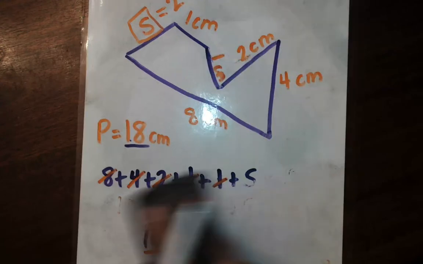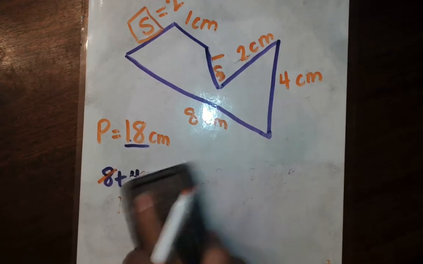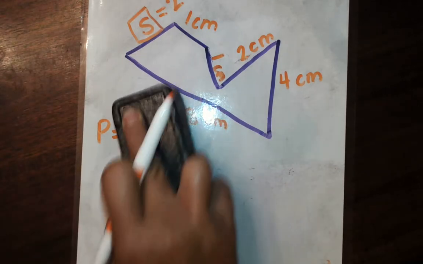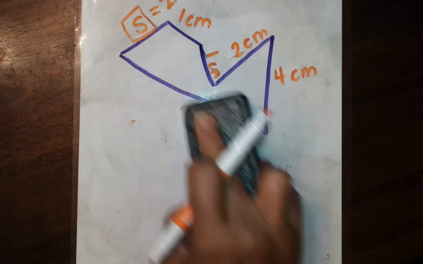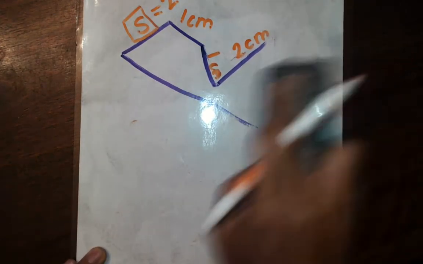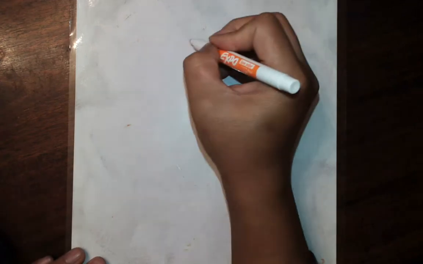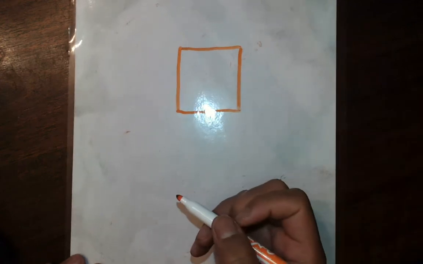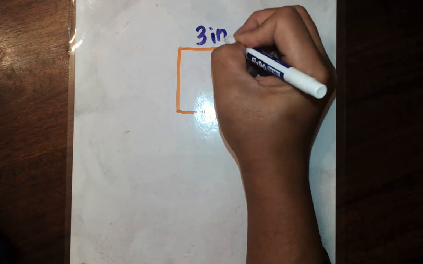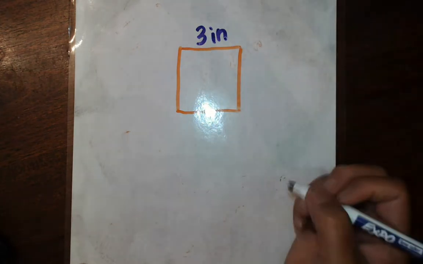Remember that there are shapes whose sides either are all the same or have 2 sides that are the same length, and that's a way that you can tell what the length is. So let's just say if I had a square, which is a perfect shape, right? All the sides equal the exact same thing. If this side is 3 inches, then what are all the other sides?